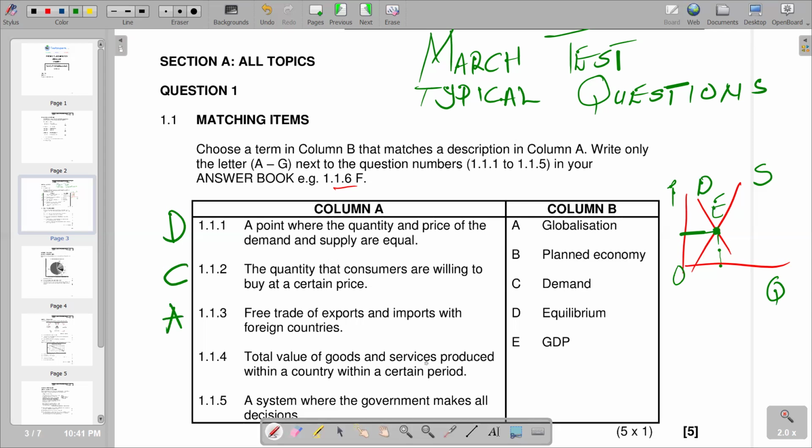Within a certain period, obviously this is on GDP, and the period is usually annually. It is after 1 year. So we have GDP, which is E. The last part is a system where the government makes all decisions. So we know that that one is planned. This is what we have on the first section of our Section A.